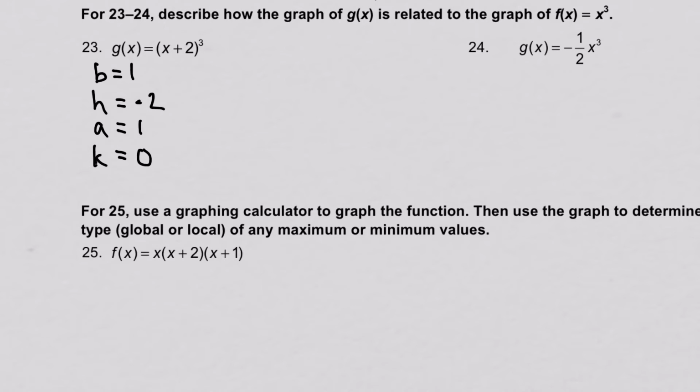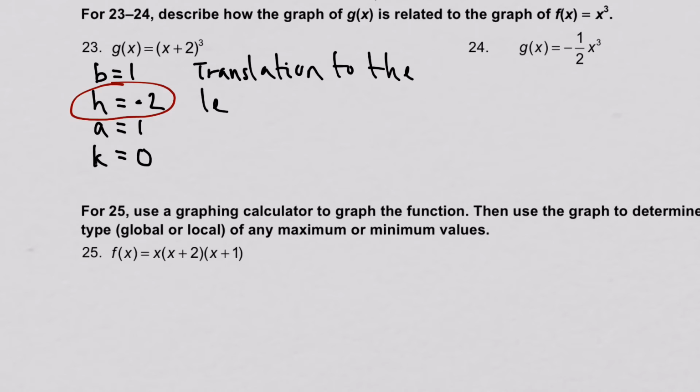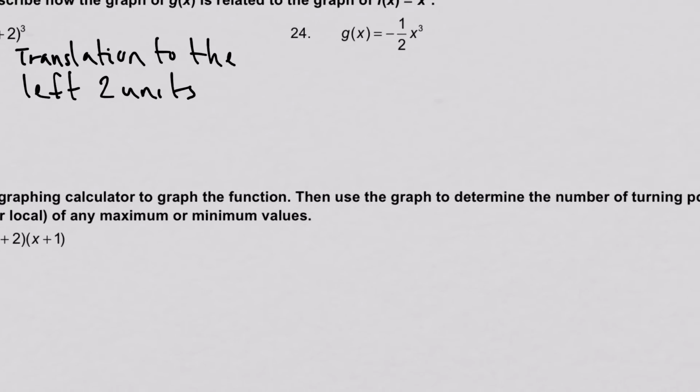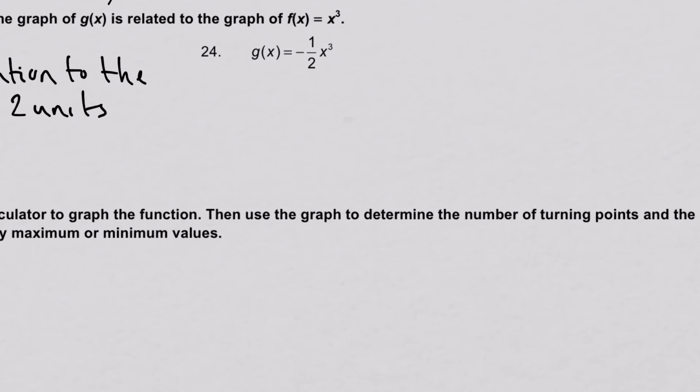Okay? So the only one that really matters here is the H, which is negative 2, because B and A, if they're 1, they don't do anything. K, since it's 0, it doesn't do anything. So what happened here is basically a translation to the left. Why left? Because h is negative 2. 2 units. And that's it. For 24, I compare that to f of x equals x cubed.